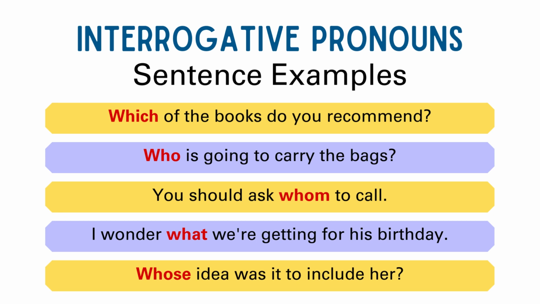Now for whom. The third example reads, you should ask whom to call. Whom, because you are referring to the person you will call. It is the object in the sentence or the receiver of the action. Hence, we use whom and not who. Next, I wonder what we're getting for his birthday. What? Because it pertains to a thing or present.